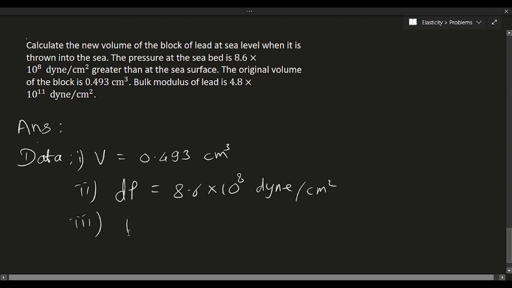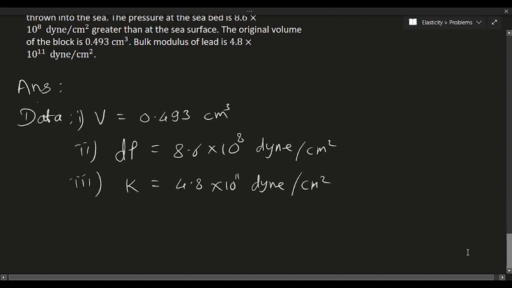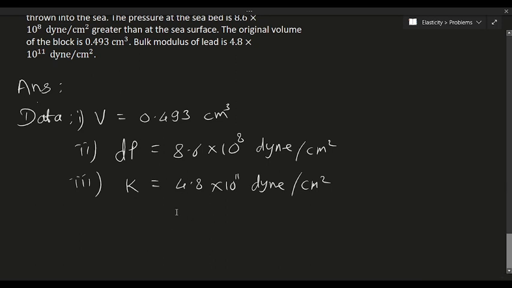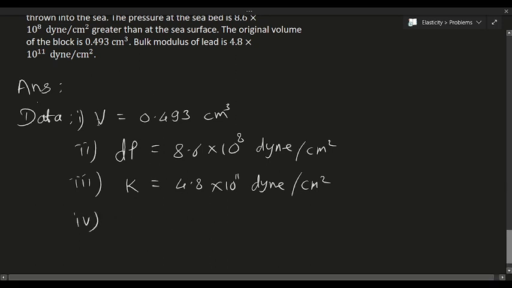The bulk modulus of the lead block is 4.8 into 10 raised to 11 dyne per centimeter square. We can convert all these quantities in SI units, but we really don't require to do that because all of them are already in the CGS system. So we work in the CGS system only, and our final value that we calculate will also be in the CGS system. We have to calculate the final volume. Suppose this is the initial volume, we have to calculate the final volume.